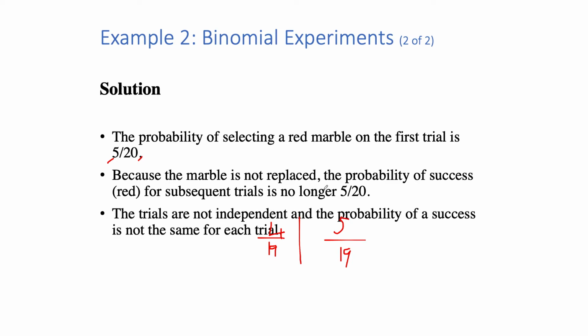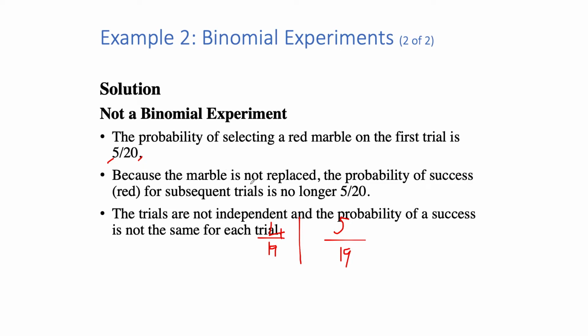So this is a case where the trials are not independent because I'm not replacing the marbles back into the jar once I pull them out. The probability is changing with each trial. The probability of success itself, the probability of seeing a red marble, is changing with each trial, which tells me that this is a case where it's not a binomial experiment. Right? It's not a binomial experiment because the probability is not constant across the different trials.